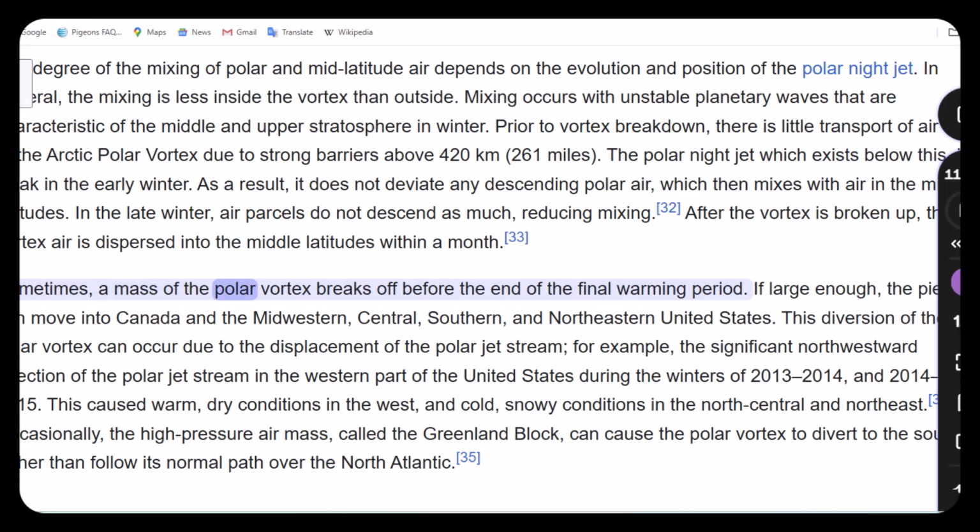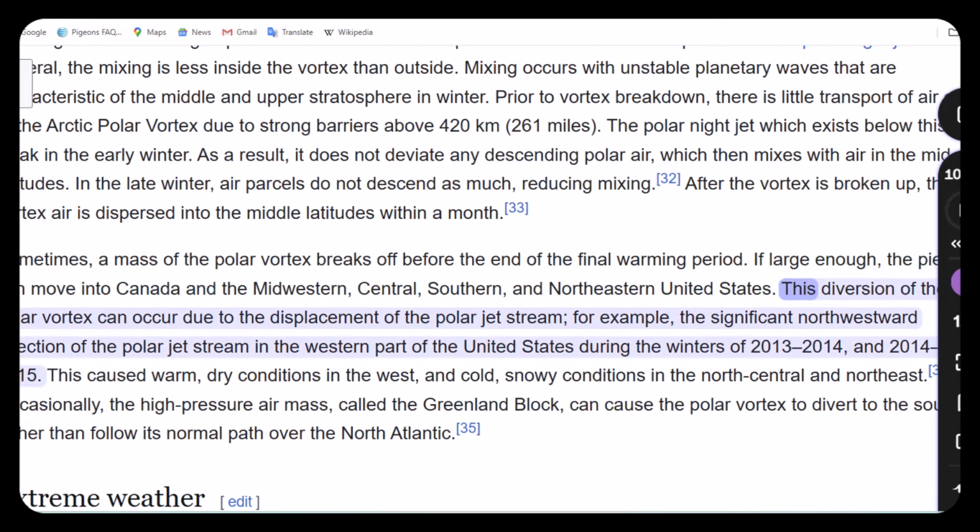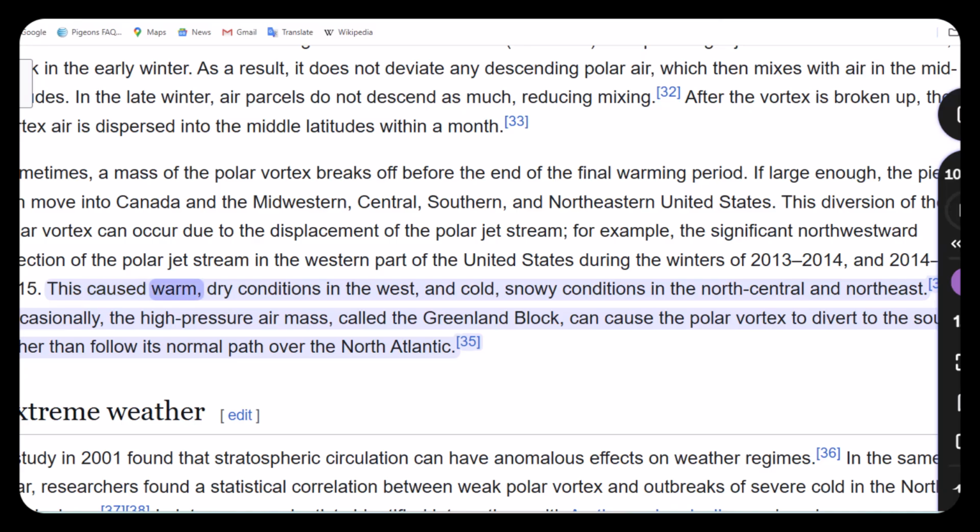Sometimes a mass of the polar vortex breaks off before the end of the final warming period. If large enough, the piece can move into Canada and the Midwestern, Central, Southern, and Northeastern United States. This diversion of the polar vortex can occur due to the displacement of the polar jet stream. For example, the significant northwestward direction of the polar jet stream in the western part of the United States during the winters of 2013 to 2014 and 2014 to 2015 caused warm, dry conditions in the west and cold, snowy conditions in the north central and northeast.